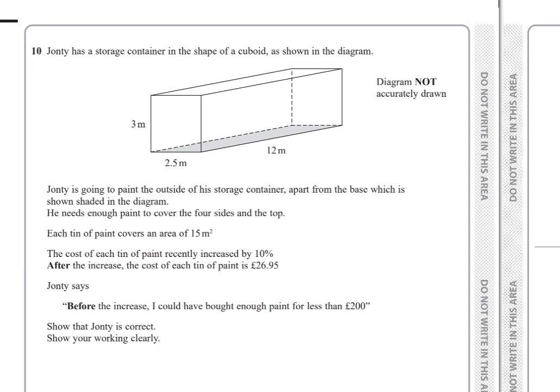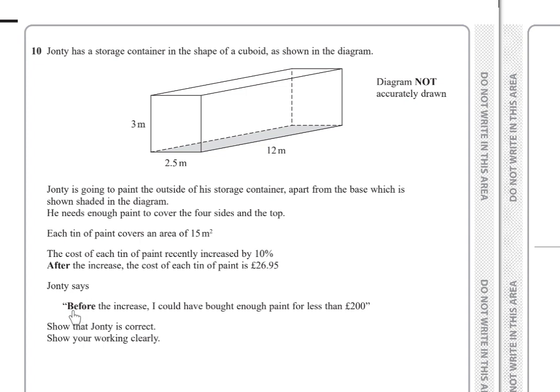Number 10. Jonty has a storage container in the shape of a cuboid as shown in the diagram. Jonty is going to paint the outside of his storage container apart from the base, which is shown shaded in the diagram. He needs enough paint to cover the 4 sides and the top. Each tin of paint covers an area of 15 meters squared. The cost of each tin of paint recently increased by 10%. After the increase, the cost of each tin of paint is £26.95.